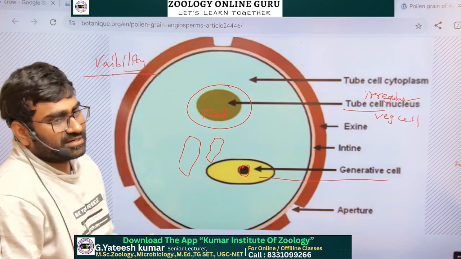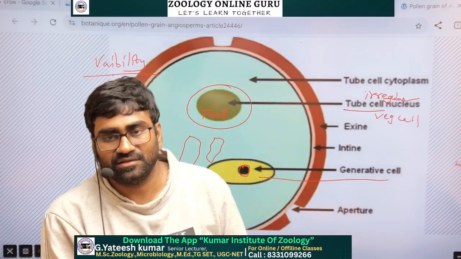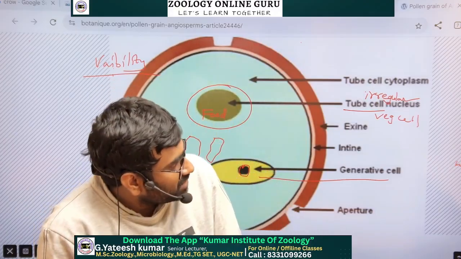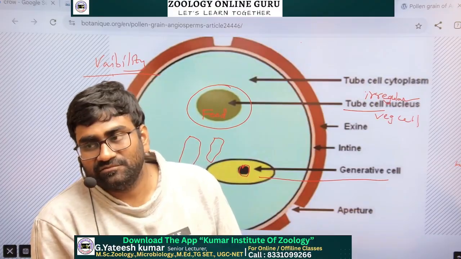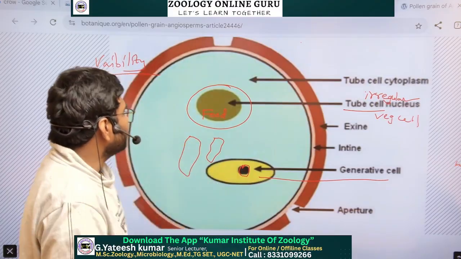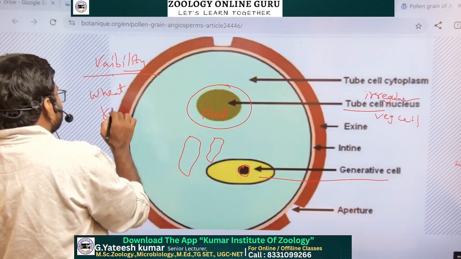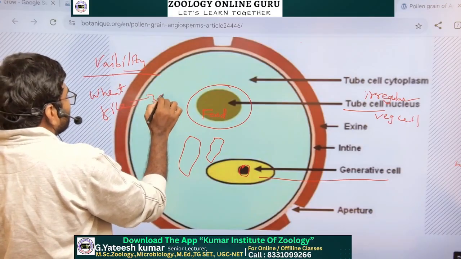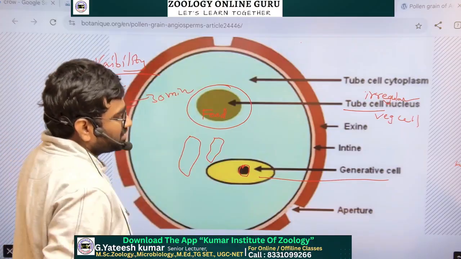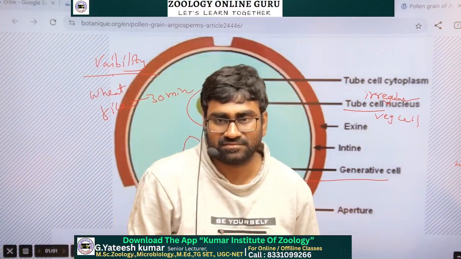The viability period of pollen grains varies from plant to plant. In wheat and rice, the viability is only 30 minutes. Within the 30 minutes, the pollen grain must land on the stigma. Otherwise, it loses its viability.